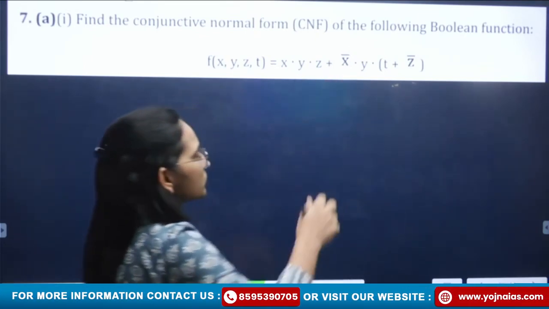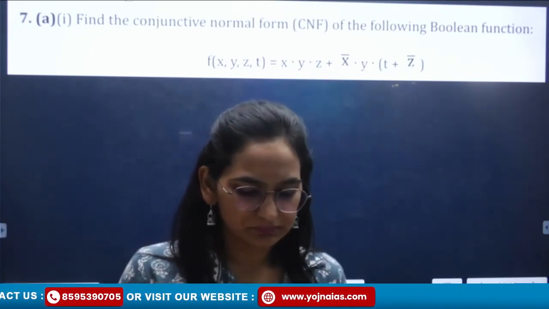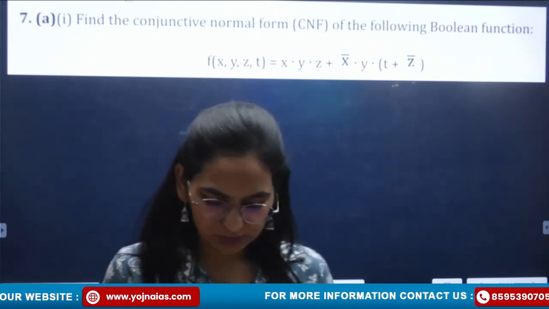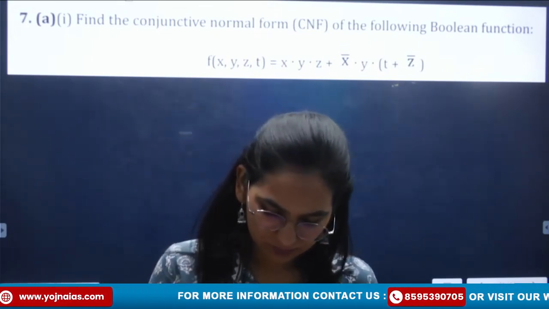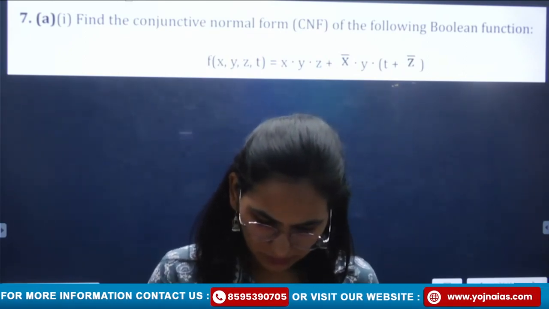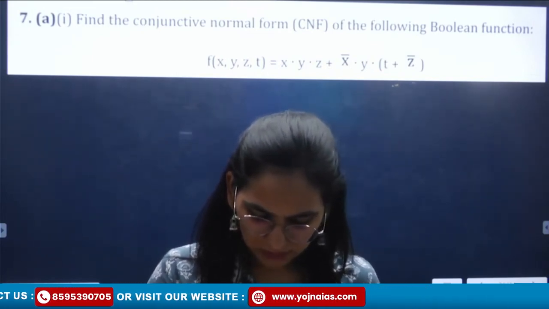Wo waise to kuch bhi nahi hai. Usko bhi proper format mein convert karna padega. Let's do it. Kaise karoge? I have solved this. Wahi se karenge so that we don't miss out any calculation.